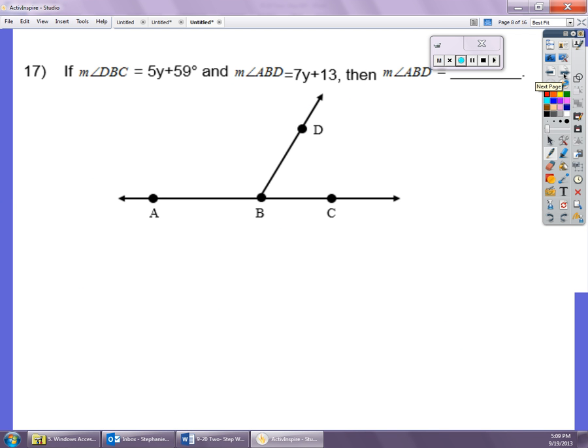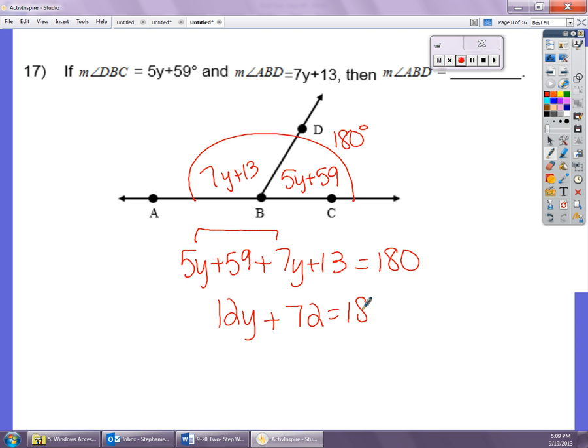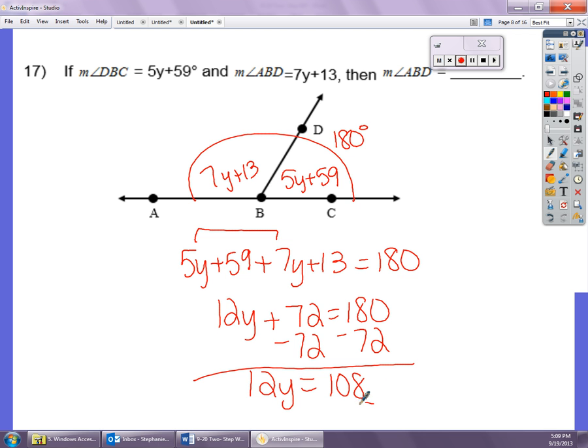Alright, last question on this video is we have 5y plus 59 is DBC. And ABD is 7y plus 13. So you notice that they form a linear pair, which means they're equal to 180. So you just add them together and make them equal to 180. So we have 12y plus 72 equals 180, minus 72 on both sides. Well, 12y equals 108. Divide by 12.